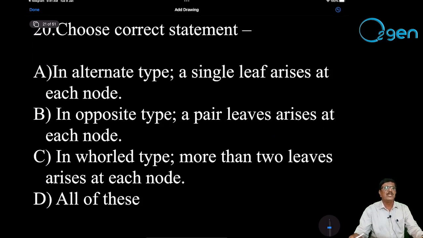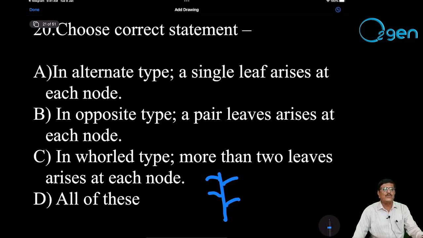Question number 20. Choose the correct statement. In alternate type of leaf arrangement, or phyllotaxy, a single leaf arises at each node. Yes, in alternate type, like this one, only one leaf is developed. It is alternate type, correct.